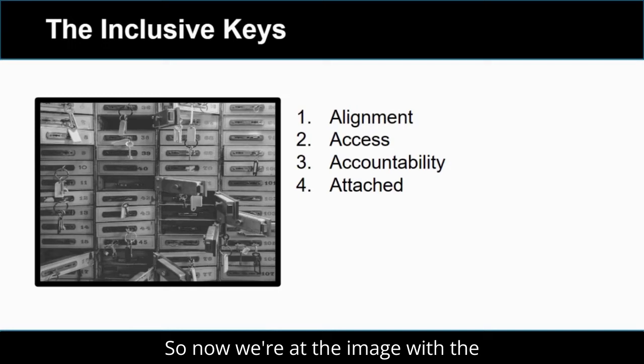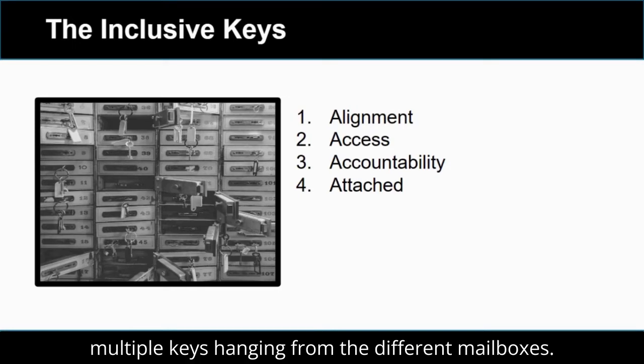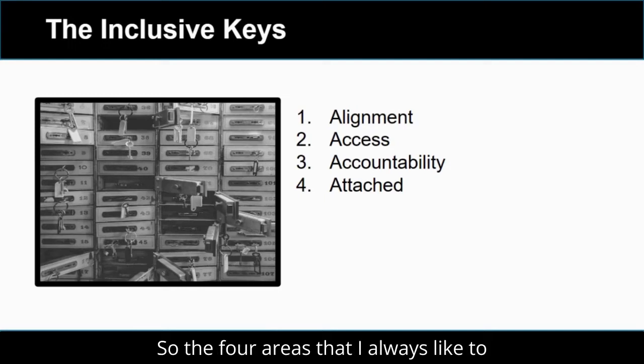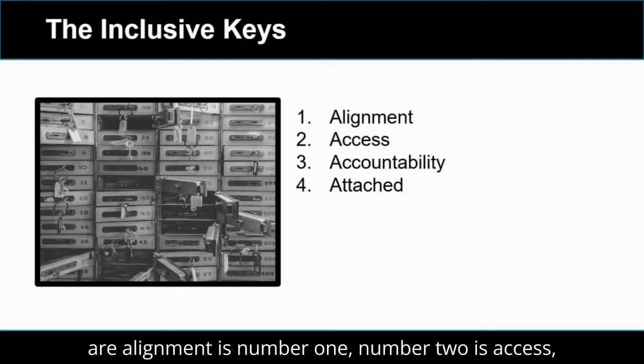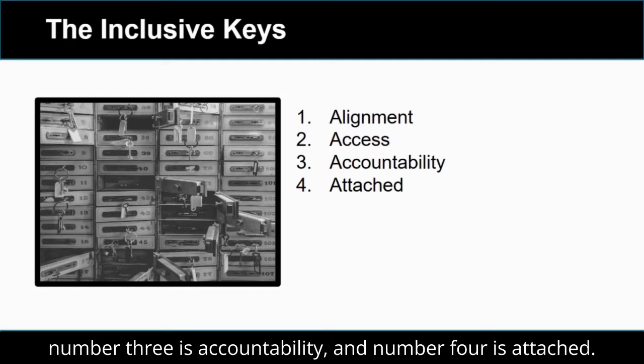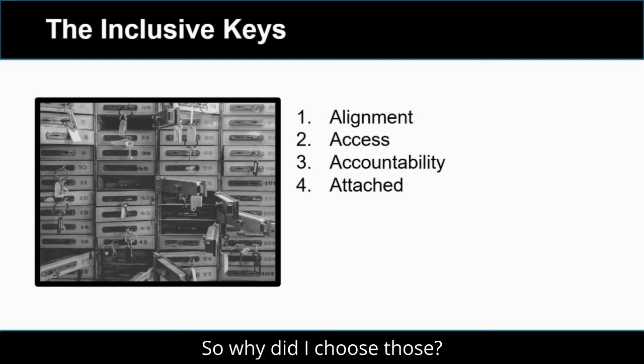So now we're at the image with the multiple keys hanging from the different mailboxes. The 4 areas that I always like to look at when I think of the inclusive keys are: number 1 is alignment, number 2 is access, number 3 is accountability, and number 4 is attached. So why did I choose those?